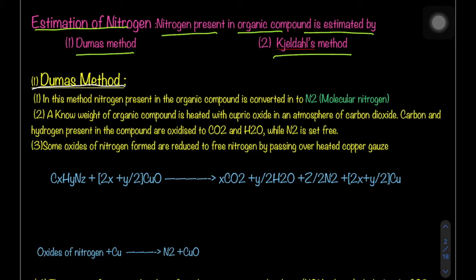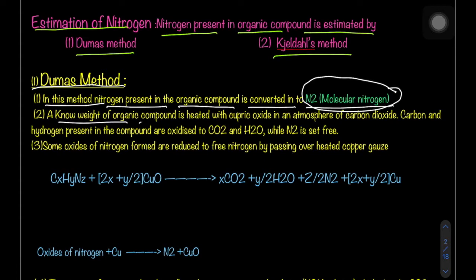Which element is estimated in the Dumas method? That is nitrogen. In this method, the nitrogen present in the organic compound is first converted into N2 gas. This is an objective question: in the Dumas method, nitrogen is estimated in which form? N2 form, molecular form. This is very important.